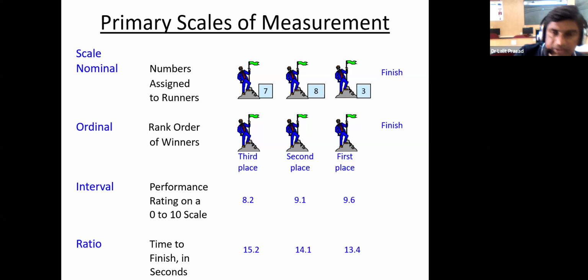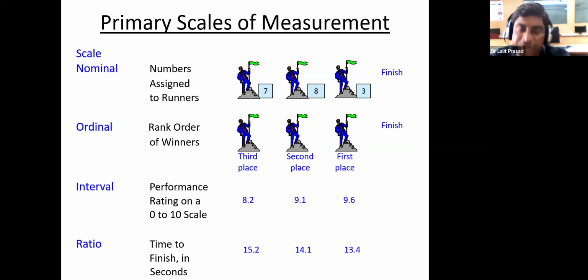Yes, between third rank and second rank, you can find out the difference. Between third rank and first rank, you can find out the difference, but you cannot find out the ratio. Then there is a ratio scale you can see here: time to finish in seconds, 52 seconds.